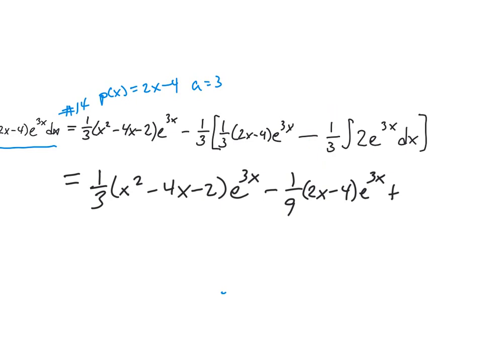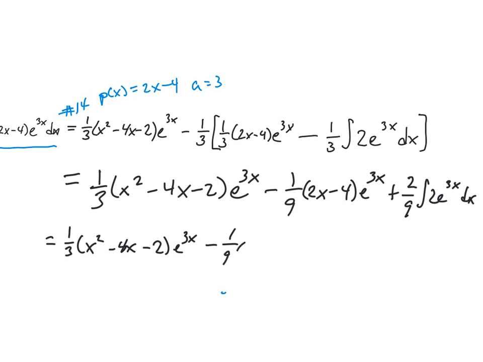So I'm going to have plus 2/9 integral 2 e to the 3x dx. And now simplifying just a bit more, I get 1/3 x squared minus 4x minus 2 e to the 3x minus 1/9 2x minus 4 e to the 3x plus, and then integrating this part here gives me 2/9 times 2/3. Sorry, that's a little bit sloppy there. 2/3 e to the 3x plus c.